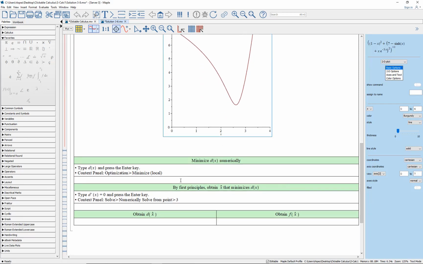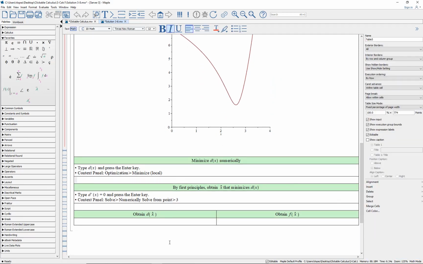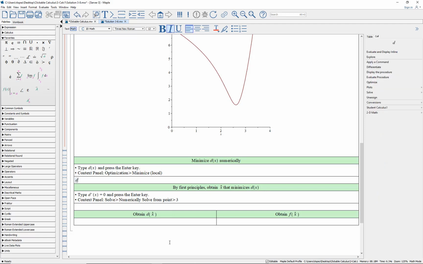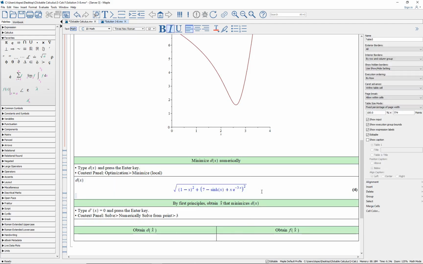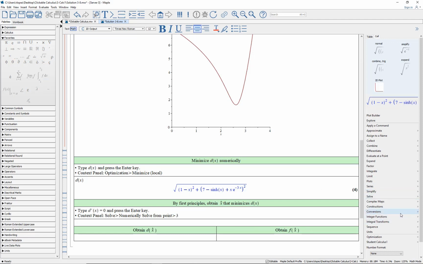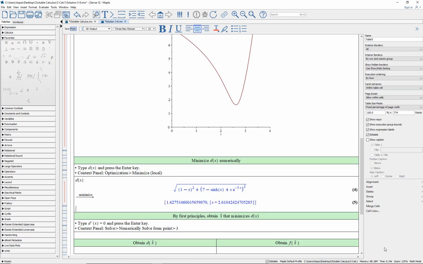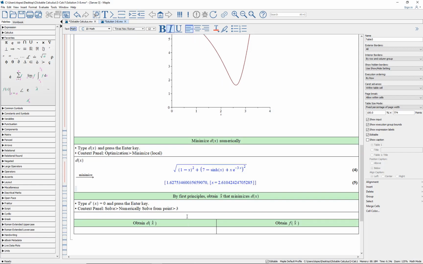Well, how do you minimize? You can do it numerically. D of x, context panel, optimization, minimize, you get a local minimization. This is the shortest distance, and this is the x for which that's the shortest distance. Or we can do it analytically.